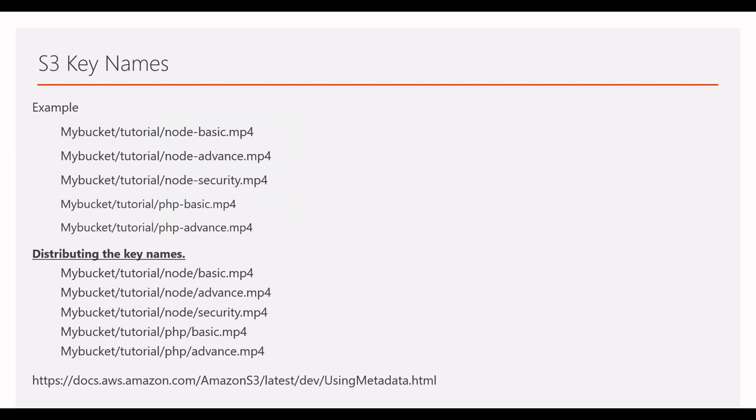So the key name can be written in either way. The first example shows the bucket tutorial node basic kind of thing, right? So it is best to use the distribution key. Like in the next example, I have created the node as the other object, so it will be distributed via the node. The prefix will be easier.